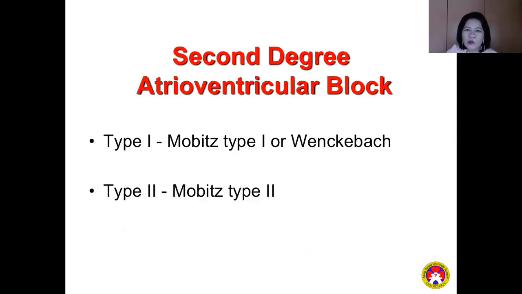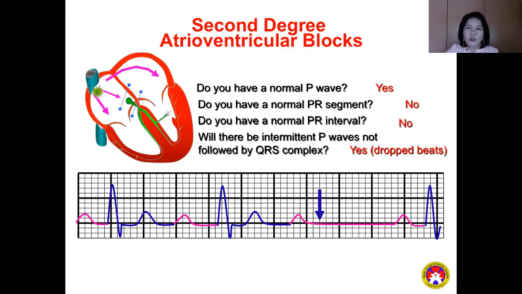Okay, let's go to second degree AV block. So in second degree AV block, you have type 1 and type 2. Type 1 is also called Mobitz type 1 or may also be called Wenckebach, while type 2 is called Mobitz type 2. There's no Wenckebach type 2. So let's go to second degree AV blocks.